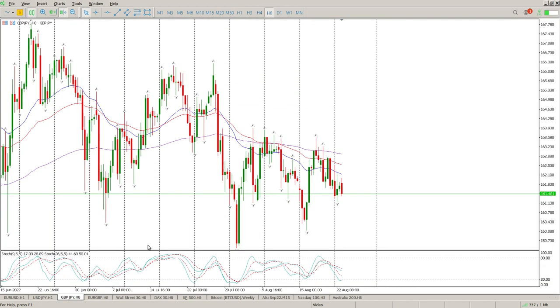So moving on to the pound and British pound Japanese yen.